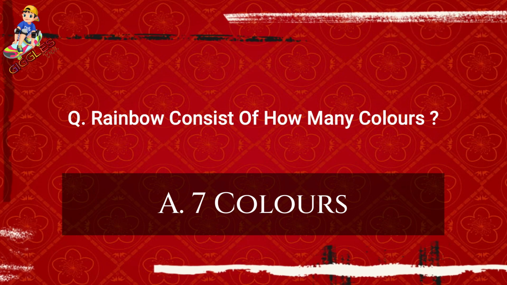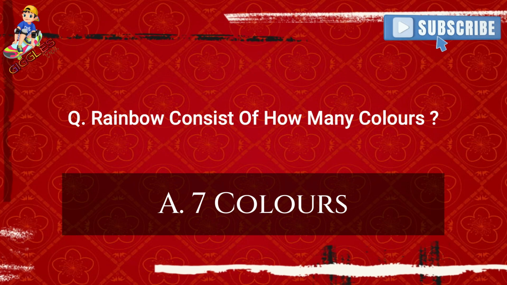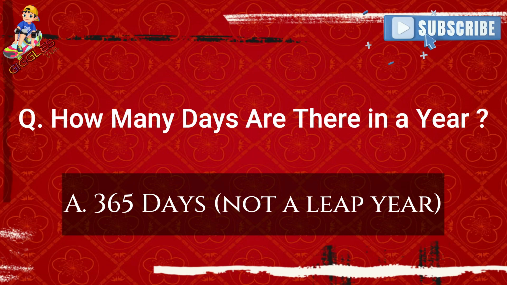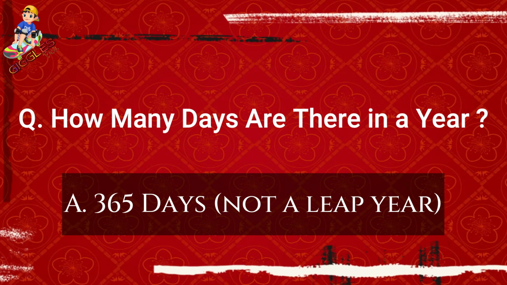Rainbow consists of how many colors? 7 colors. How many days are there in a year? 365 days, not a leap year.